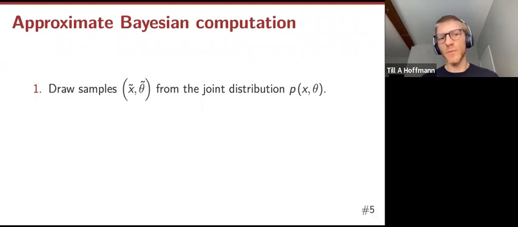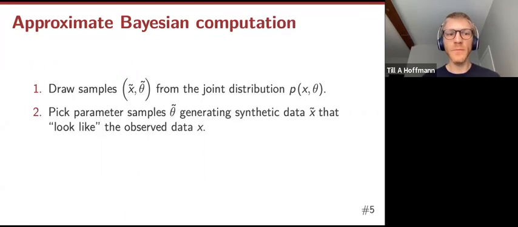One of the standard approaches is approximate Bayesian computation. Suppose we draw samples x tilde and theta tilde. These are synthetic data from the joint distribution of the model. Then we can intuitively pick parameter samples that generate synthetic data that look a little bit like the observed data. And that is a relatively intuitive approach. But the question is, of course, what does look like mean?